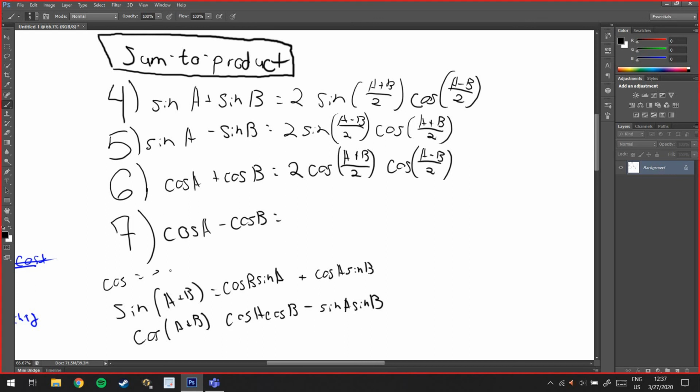Cosine is even, equals same. Sine is odd, is different. For cosine of A minus cosine of B, this is going to give us minus 2 sine. The 2 in front stays the same, but it's going to be the negative, and then this is going to be sine of (A plus B) over 2. Since it's an even function, I need the same function in the end, so it's going to be sine of (A minus B) over 2.